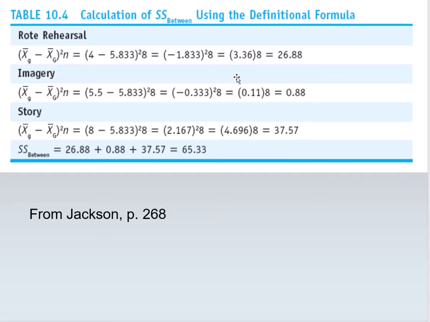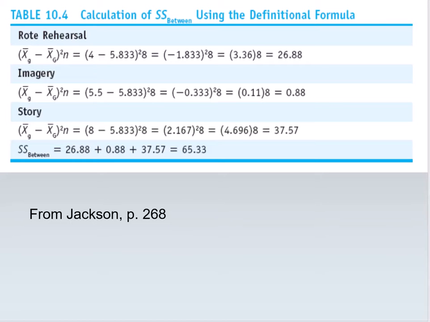Now we do this for the next two groups as well, because we have to do it for every group. Every score that pertains to it is how we do our sums of squares. We end up with 0.88, 37.57, add those all together, and it ends up with 65.33.